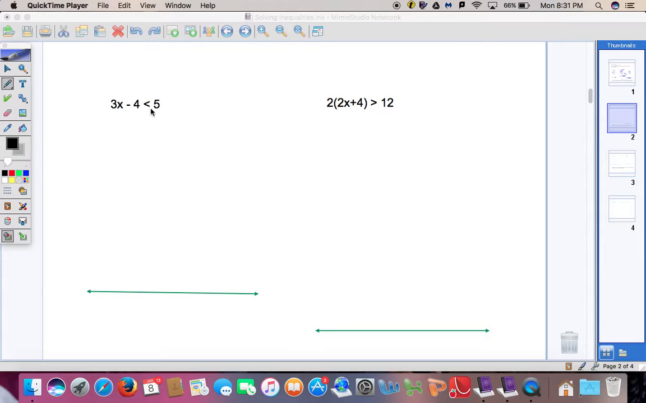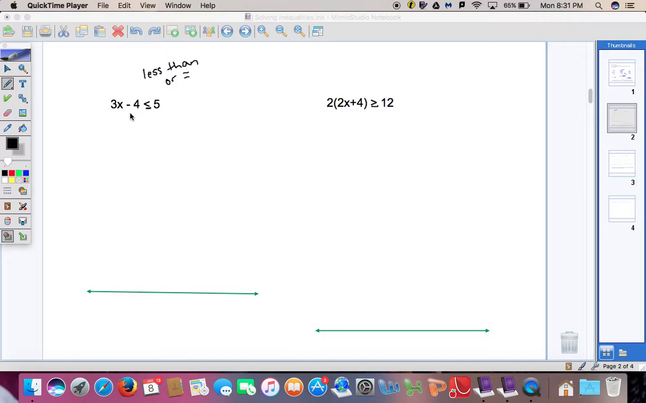Okay, so we're going to look at these 2 problems here, but instead of it just being a less than symbol, we are going to make that symbol that looks like this. Okay, so if I have 3x minus 4 is less than or equal to 5, okay, this is less than or equal to, we can solve this inequality as we normally would.